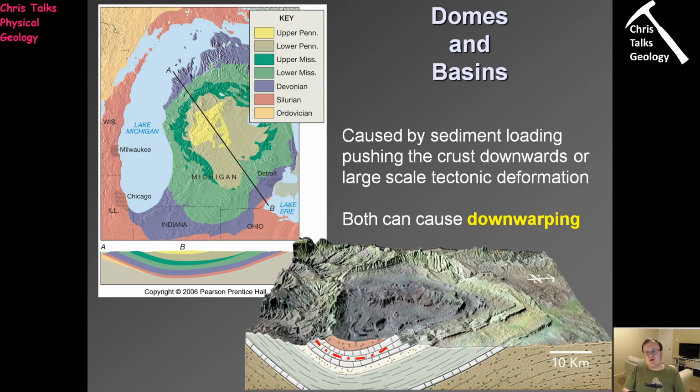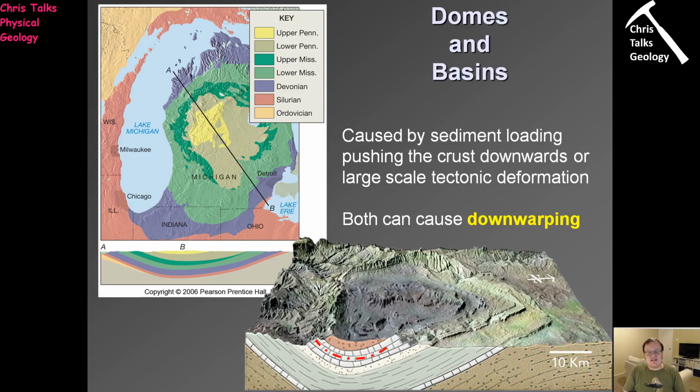Now, in terms of basins, basins are a little bit more complicated. So basins are the result of what's called down warping. So the mechanism is actually quite straightforward. If you have a situation where you start depositing huge amounts of sediment onto the surface of the Earth, well, what are those huge amounts of sediment going to do? Well, they weigh a lot, don't they? They will literally start to push down the Earth's crust. And as they start to push down the Earth's crust, well, they start making a natural depression, don't they?